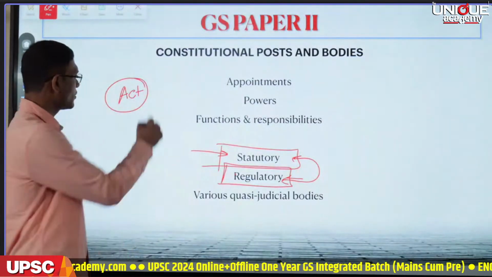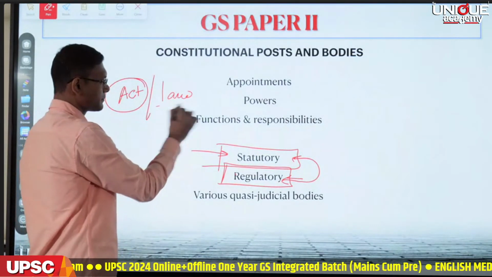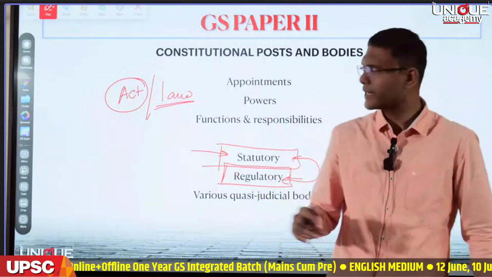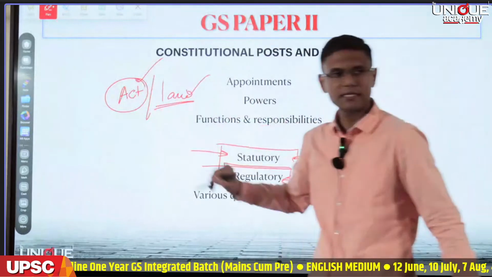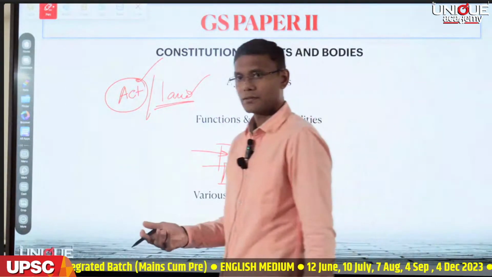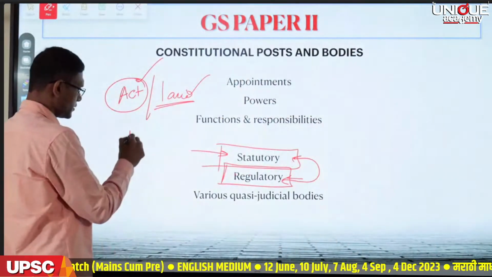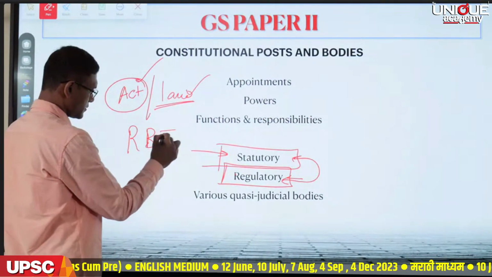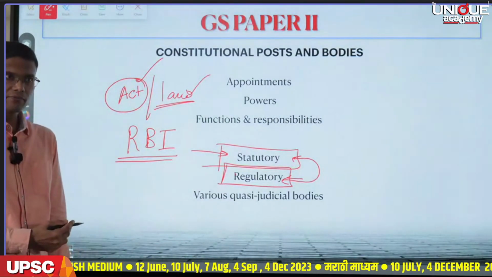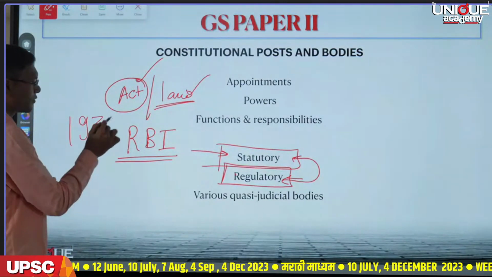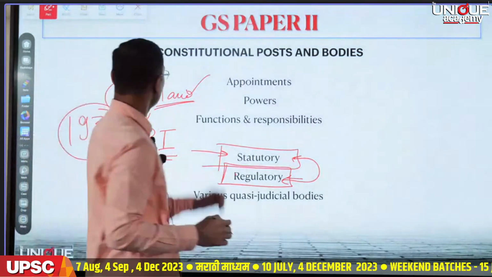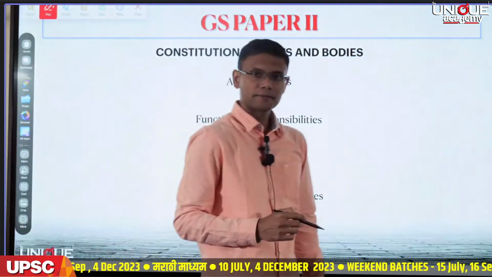Synonymous to act, or you can say law. Right? Any body, any institution that is created by some other law or some other act is called a statutory body. Example. Let's take example. RBI, Reserve Bank of India. So we have the 1934 Act, which supports creation and powers and so on of the Reserve Bank of India.